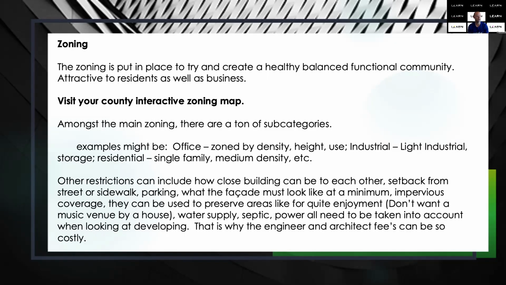Other restrictions can include how close buildings can be to each other, the setbacks from street or sidewalk, parking, what the facade must look like at a minimum, and impervious coverage. They can be used to preserve areas, like quiet enjoyment. You don't want a music venue by a house, which we've seen. They actually opened up a music venue and then the city came in and said, actually, that's not approved. We're shutting you down. They've already spent the money. I mean, you've got to work with a professional. You've got to check with the city. You've got to get your certificate of occupancy. You've got to get approval. Otherwise, you're going to waste so much money and time.